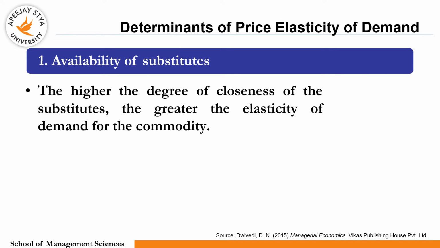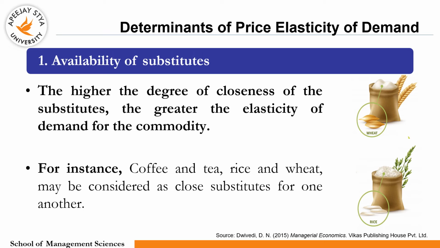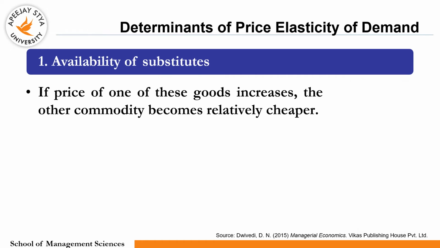The first important determinant is the availability of substitutes. The higher the degree of closeness of the substitutes, the greater would be the elasticity of demand for the commodity. For instance, coffee and tea, rice and wheat may be considered as close substitutes for one another.